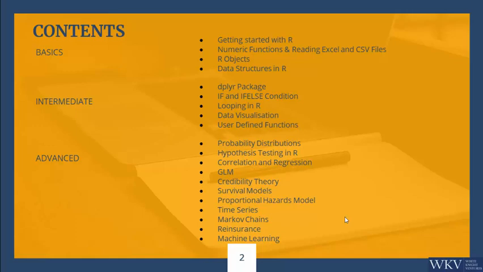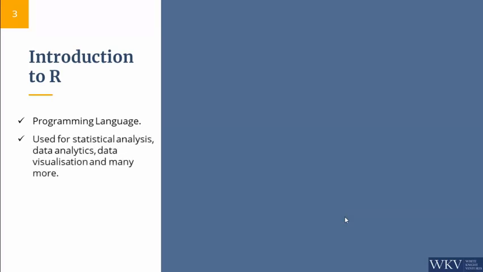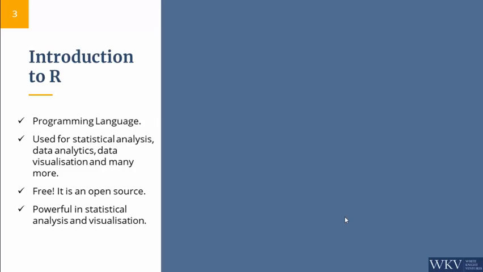Fine. So let us first start with what R actually is. It is a programming language which is primarily used by people for statistical analysis, data analytics, visualization, and other such things. It is open source, thus it is free for all, which is one of the main USPs of R. Two things, as I've already mentioned earlier, one is statistical analysis and the other is data visualization, which are comparatively pretty powerful in this software as compared to other softwares that are there in the market currently.